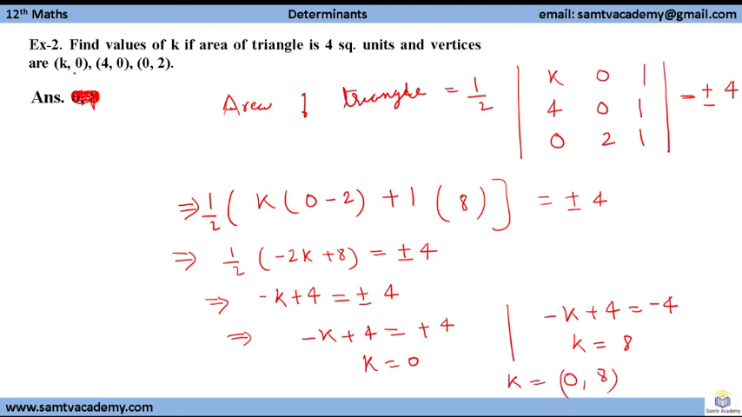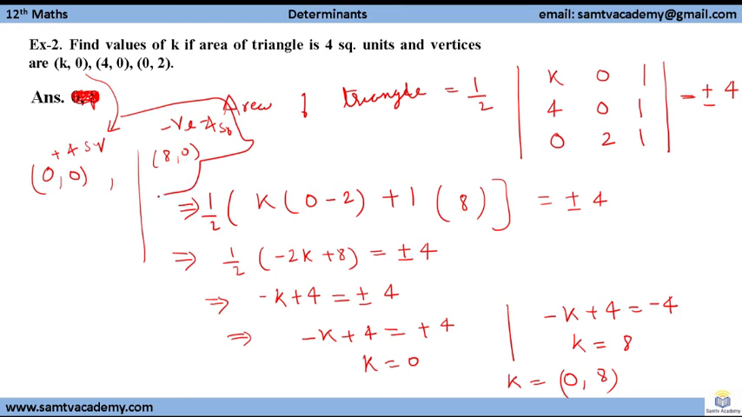So the coordinate can be, if you take the positive value of the area of the triangle, then you will get one coordinate, and if you are taking the negative value, then you are getting the other coordinate. This is for plus 4 square units and this is for minus 4 square units. This is the area of the triangle. So hope you understood how to find the coordinates of a triangle.